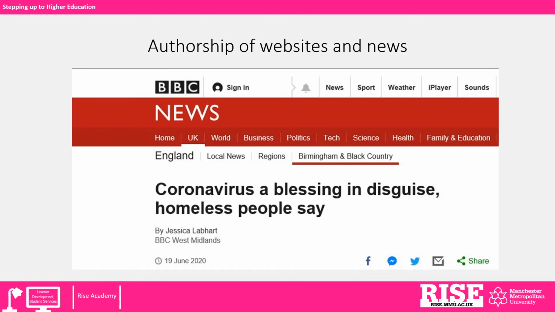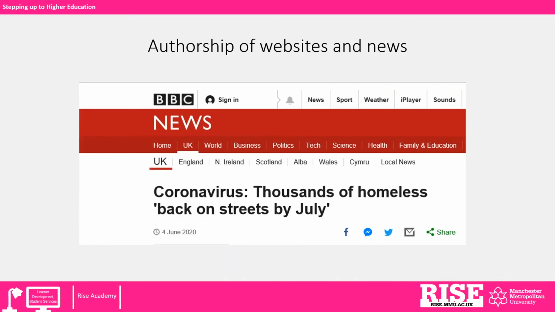A website may also provide a specific named author, such as news stories on the BBC website. The reporter or journalist would usually author the article. However, sometimes in the absence of an author, the authorship would be attributed to the organisation, in this instance, the BBC.